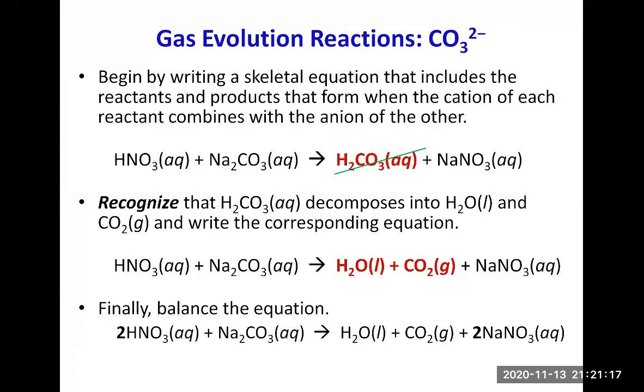And that means you need to add a 2 in front of HNO3, because that's the nitric acid that contains the nitrate ions. So this way you have 2 nitrates on the left, 2 nitrates on the right, 2 sodium on the left, 2 sodium on the right. And then the carbonate decomposes into the carbon dioxide and mingles with the hydrogen to form water.